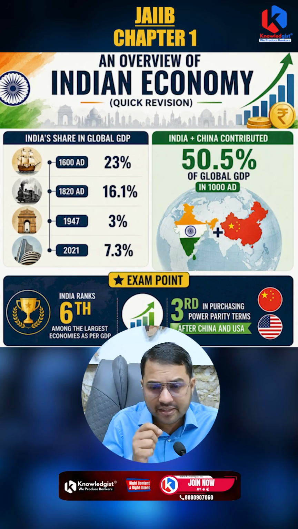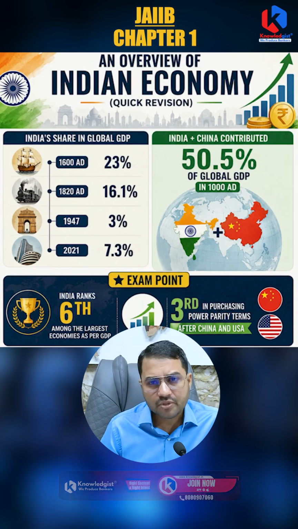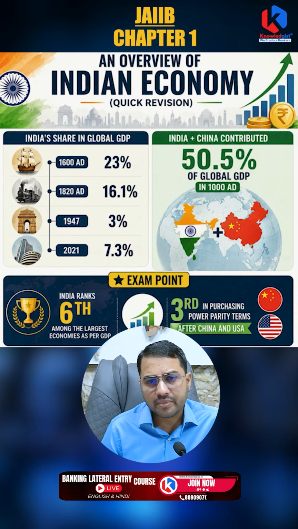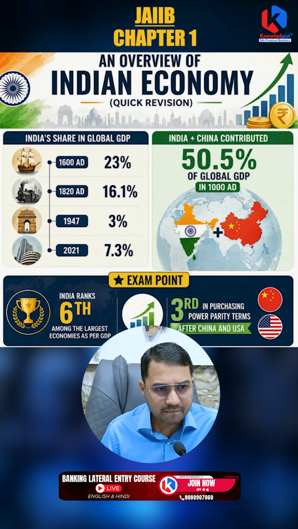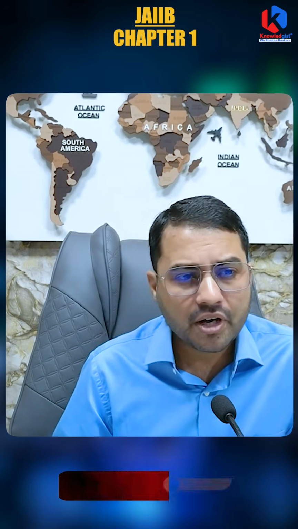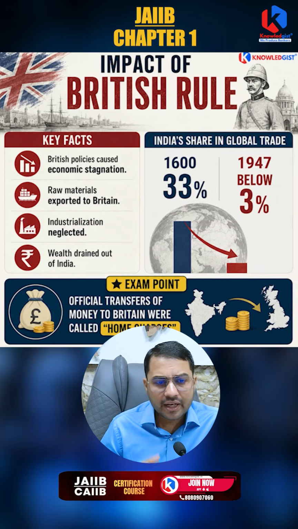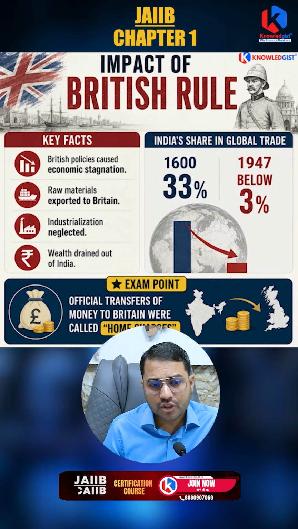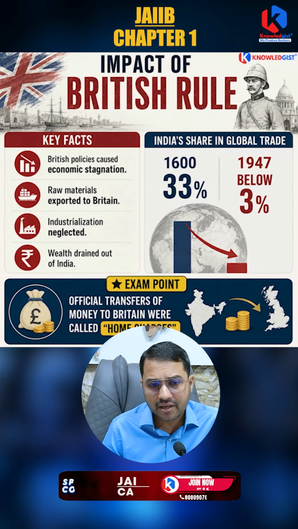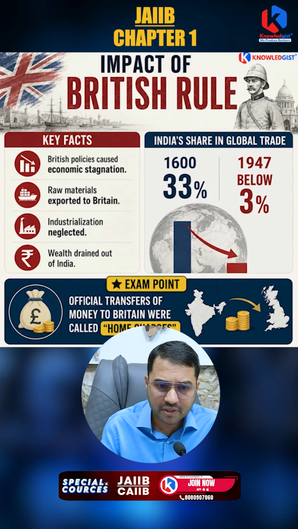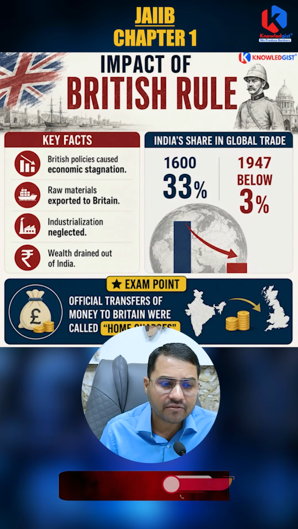Now India is the sixth largest economy in terms of GDP and third largest economy in purchasing power parity. But why did India's economy contract? Because of the British rule. In 1600 AD, it was almost 33%, but the share of global GDP reduced to 3% in the year 1947.